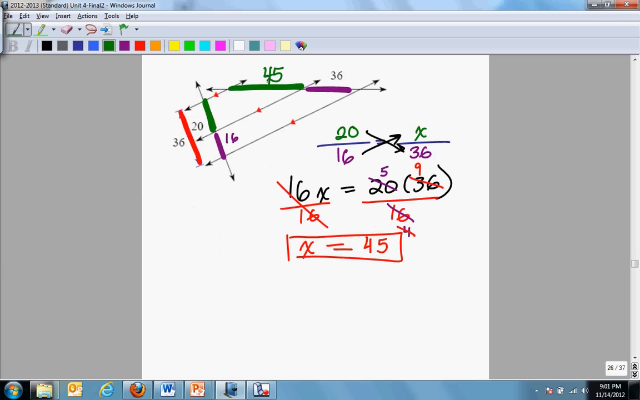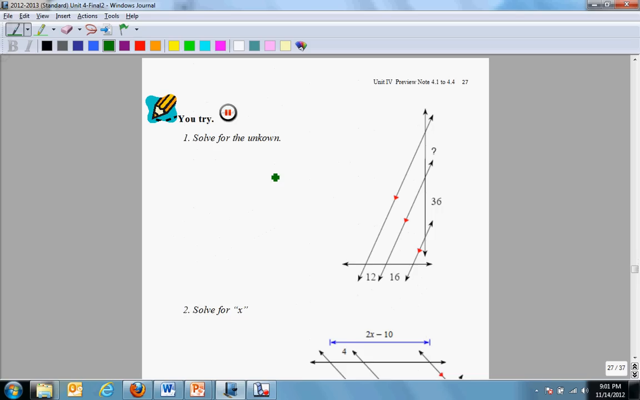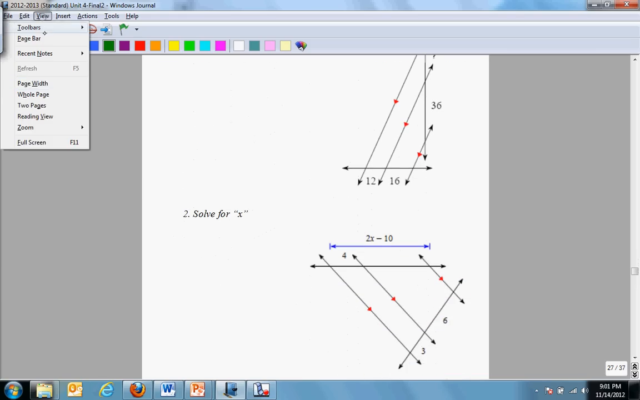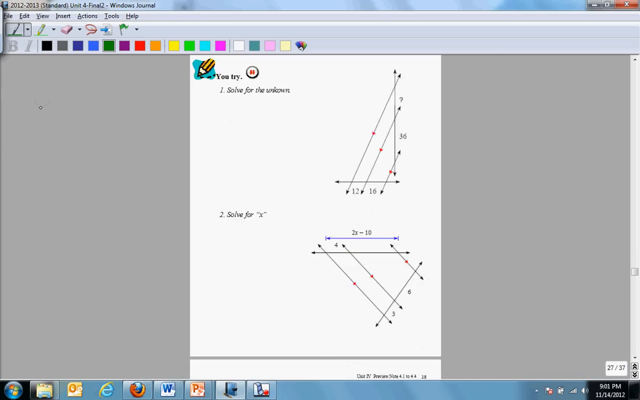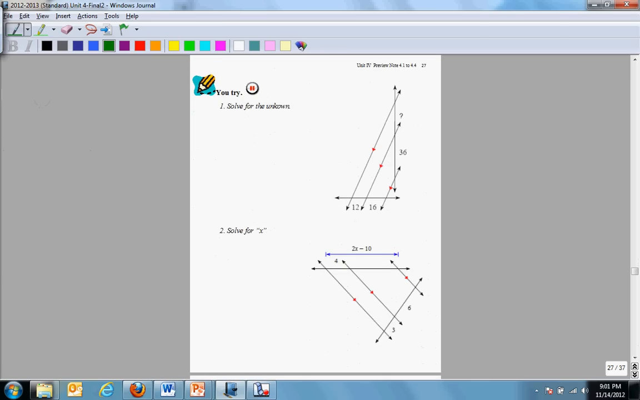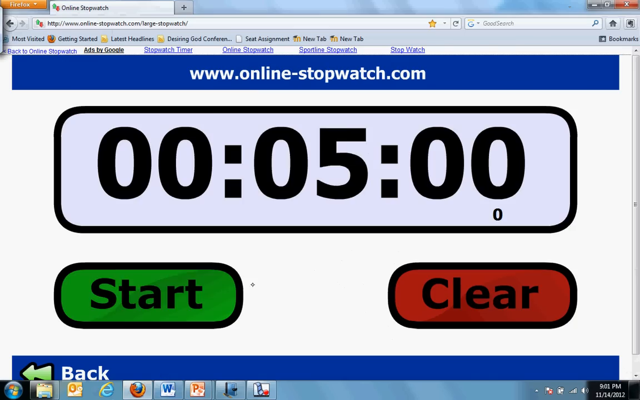I'd like you to take your newly developed skills here, and I'd like you to solve for the unknown for both of these. Again, I'm going to give you 5 minutes. If you don't need as much time, just fast forward to the point that you get to the answers. You have 5 minutes. Go.